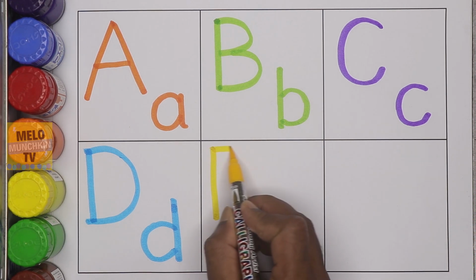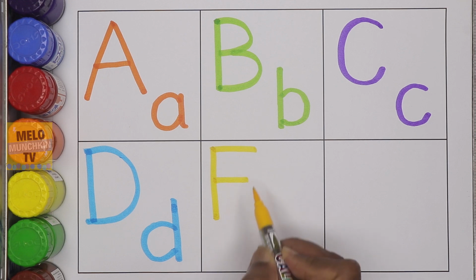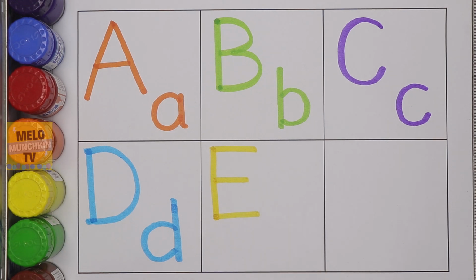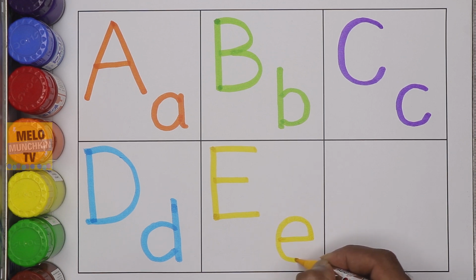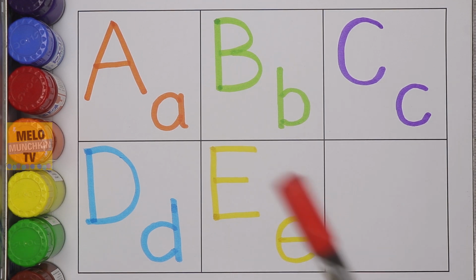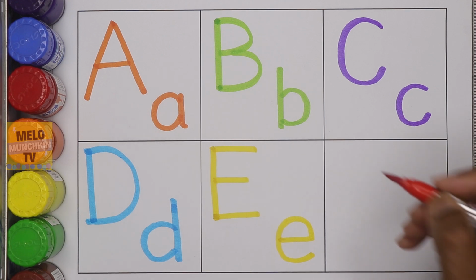Next, I'll take yellow color and write the letter E. This is capital letter E. E for elephant. And this one is small letter E. E for elephant.